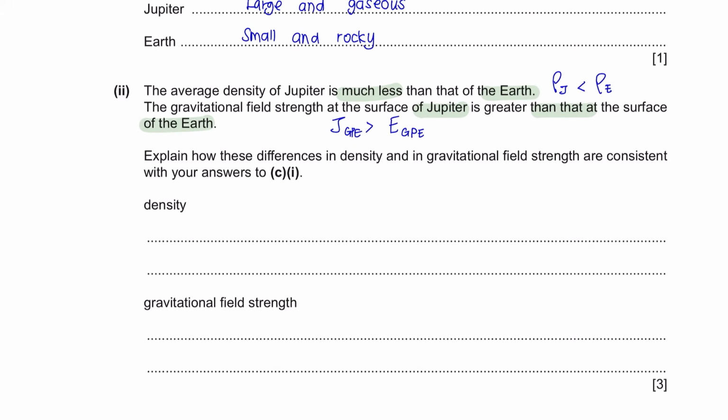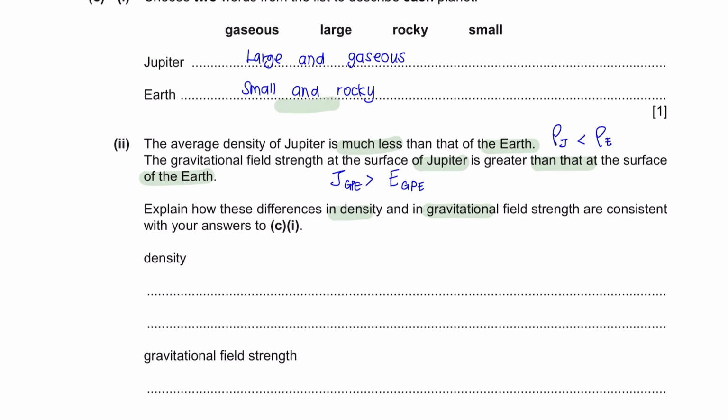Okay, explain how these differences in density and in gravitational field strength are consistent with your answers to C Part 1. To get you started on an explain question, use the words from the question to begin your answer. When you are explaining something, you need to say why it happens. So make sure you include the word because or something similar to ensure that you are fully answering the question.